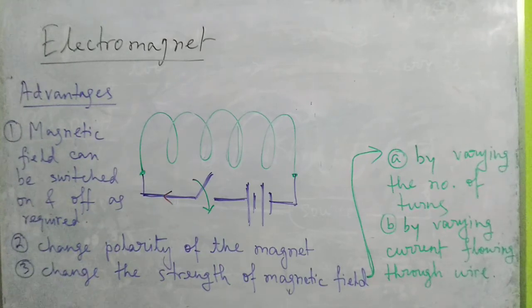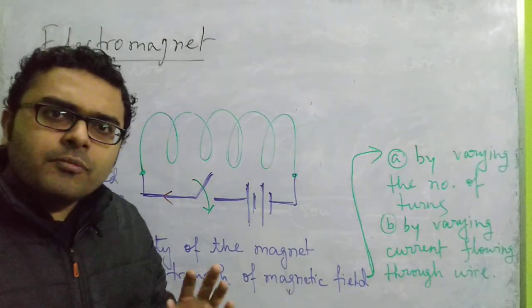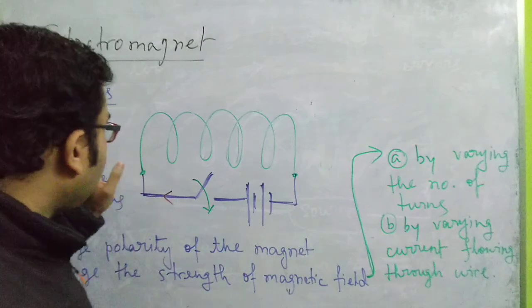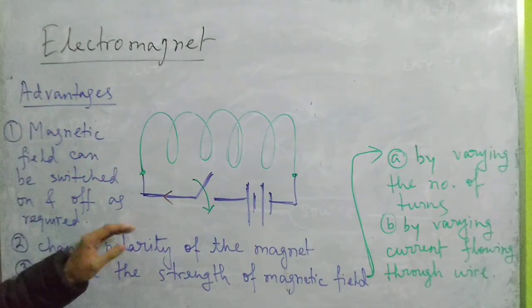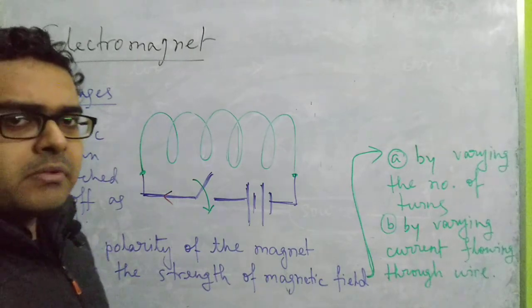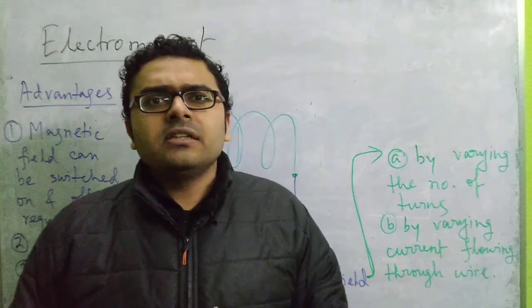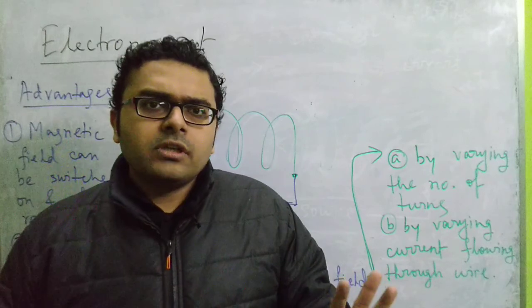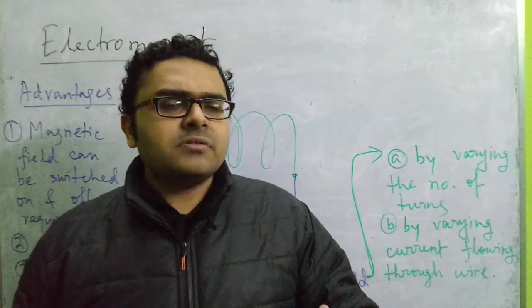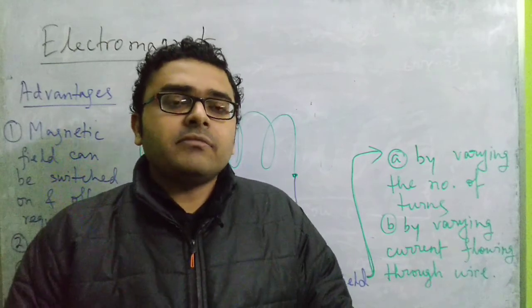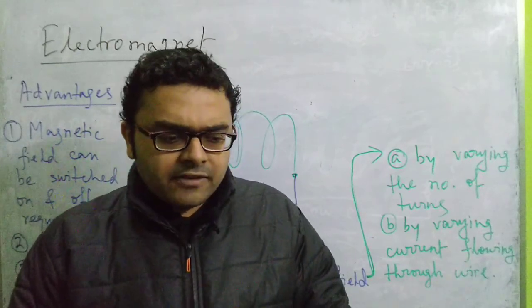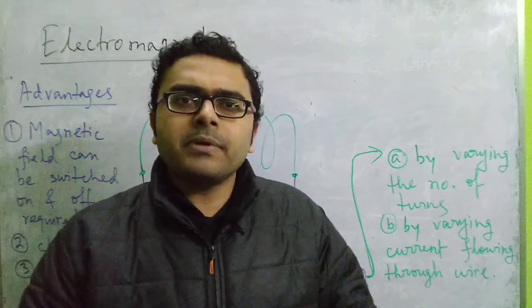Now consider when I am comparing this electromagnet to the permanent magnet. I think the comparison is quite clear, because these advantages are the main things that you can compare with a permanent magnet. Can you change the strength of a permanent magnet? No. Can you change the polarity of a permanent magnet? No. Can you switch on or switch off the magnetic field of a permanent magnet as and when required? No. So these are the main advantages of an electromagnet over a permanent magnet.